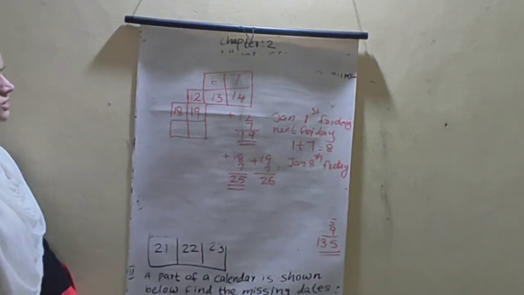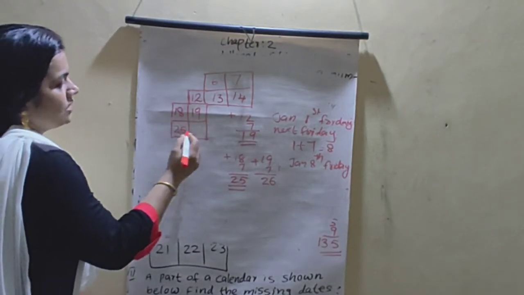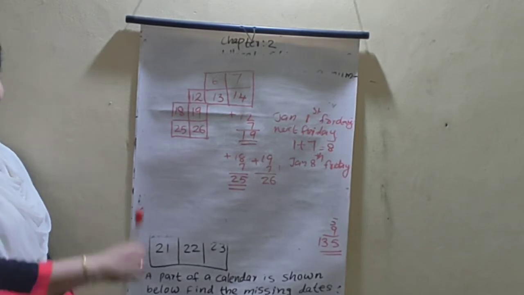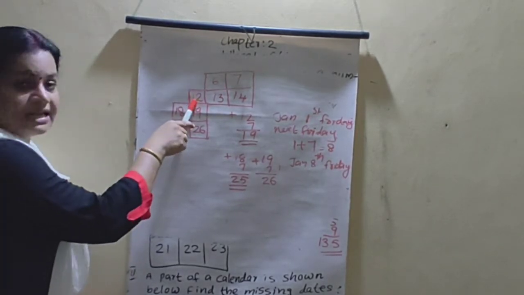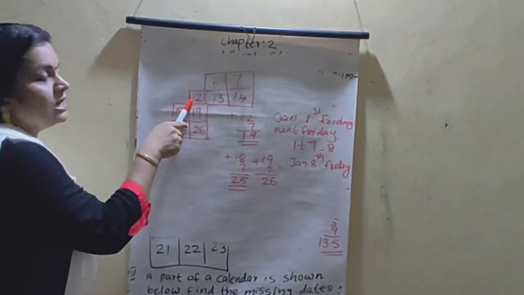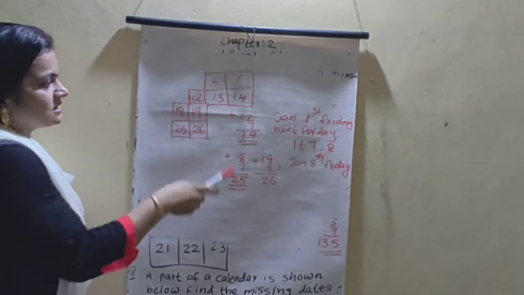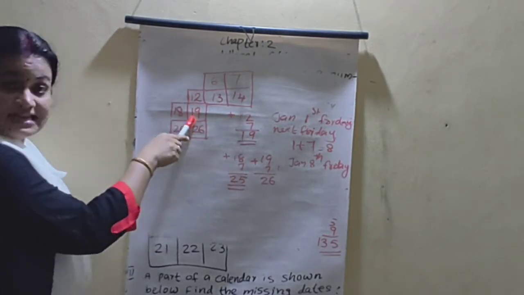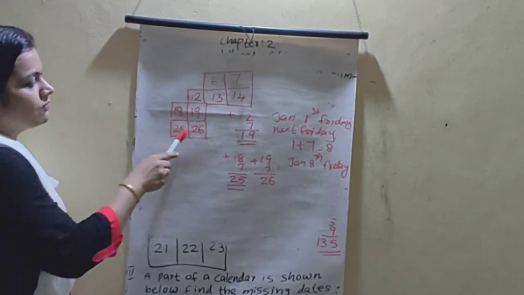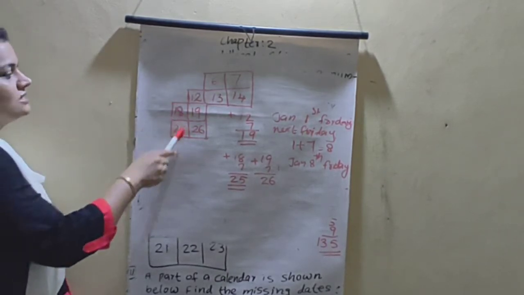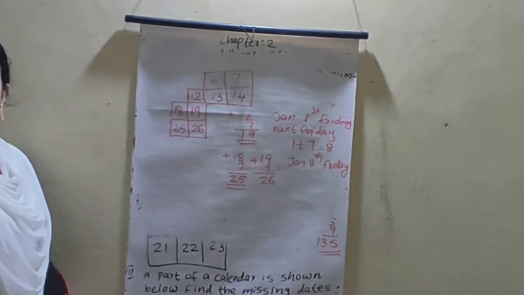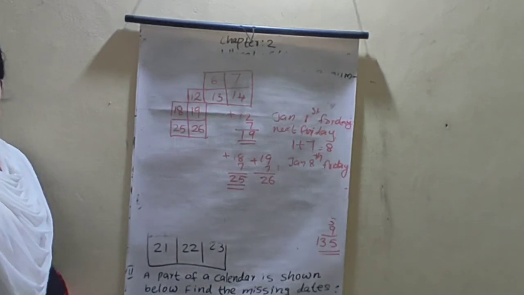26. Understood? So we can write 25, 26. Understood how to find out the missing dates? First of all, you draw an additional column here. Then you write the number just before 13. 12 is right here. So next step is 12 plus 7, what is 19? Just write the before number here, 18. Then find out these two numbers: add 7. 18 plus 7, 25. 19 plus 7, 26. Understood all?